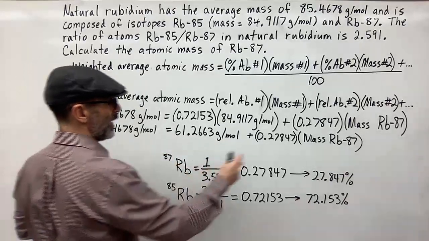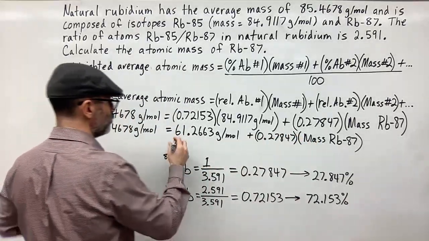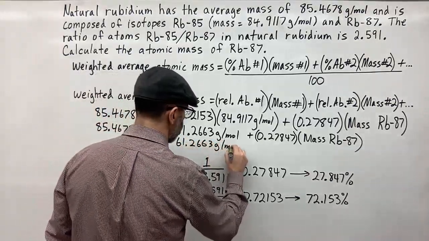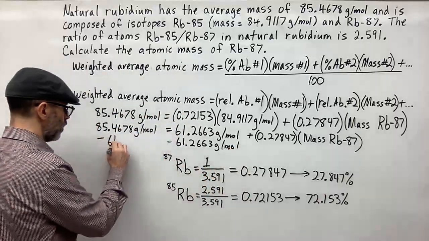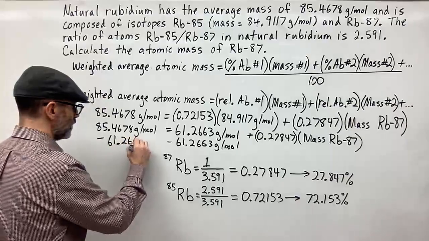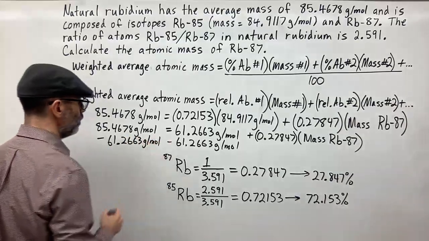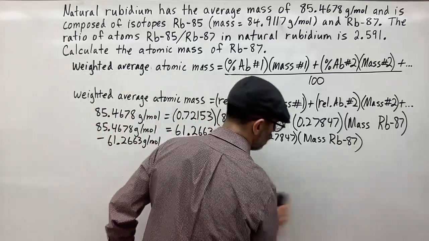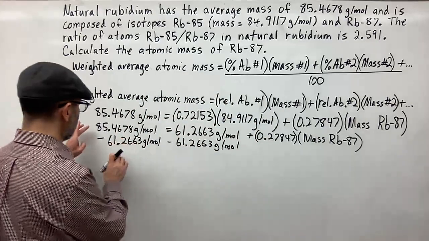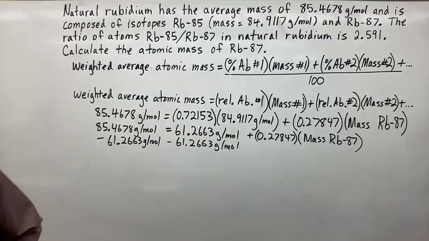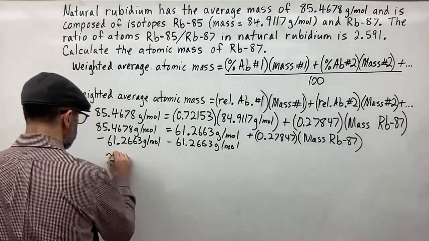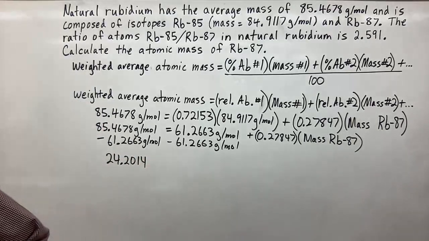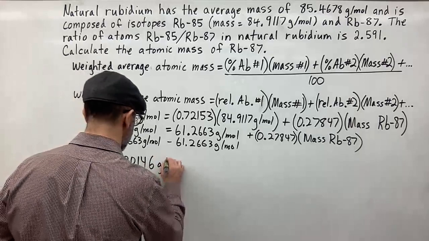All right, so now I have these together. So I'm going to move this over. I subtract 61.2663 grams per mole from both sides. I'm going to get this out of the way since we don't need that anymore. So I subtract these two, and when I subtract those two, I get 24.2014 grams per mole.